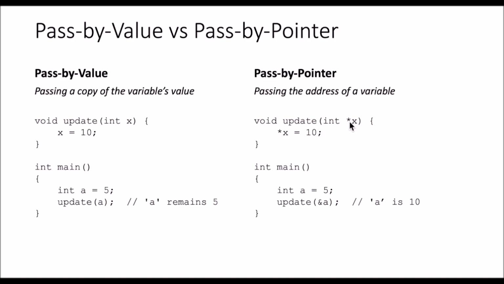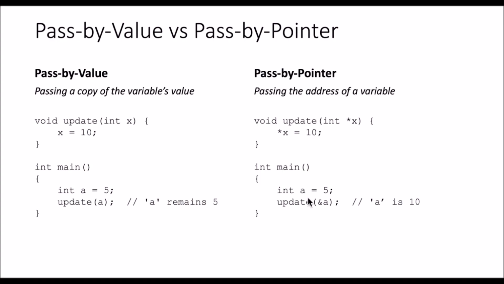So here I have a pointer to an int, which in other words is the address of an int. Then in my function's body I use asterisk x. You can read the asterisk as go to. So go to the address of x and then assign 10 at that memory location.